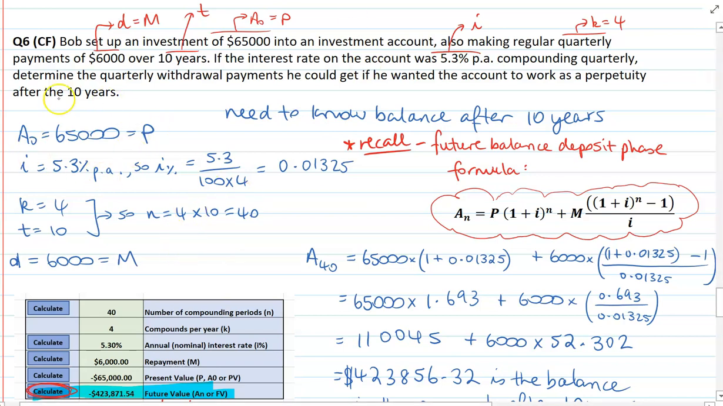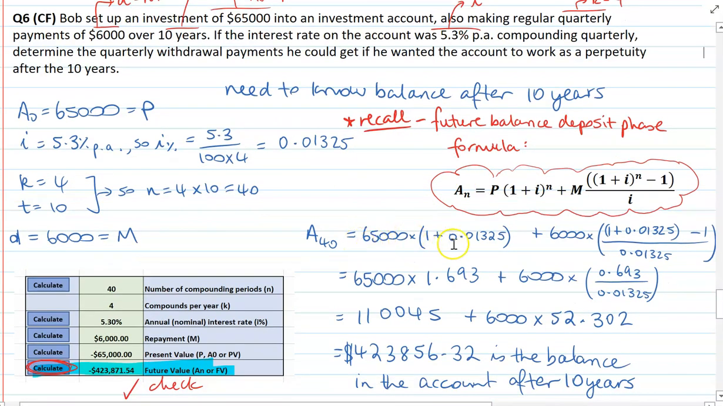So after thinking about the fact that we've got two phases here, we need to know the balance after the 10 years in the deposit phase. So again, we'll use that future balance deposit phase formula to work that out. After you substitute in all the values and very carefully evaluate the answer, remember doing a little bit at a time in your calculator, working from the inside of the brackets outwards. You should have ended up with a balance of the account after 10 years of $423,856.32. And you'll notice when you check with the TVM calculator, you might have a bit of a discrepancy between the answers, but that's okay because it's just because of rounding.